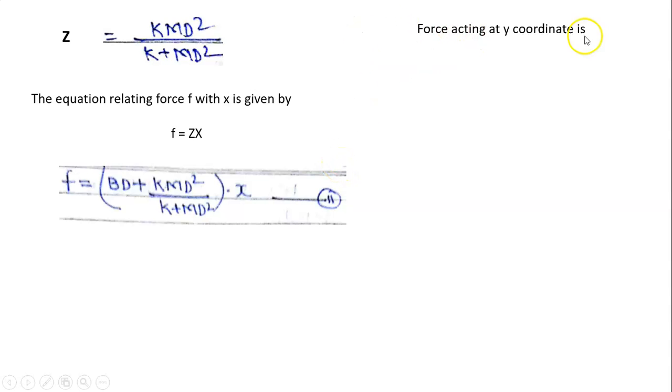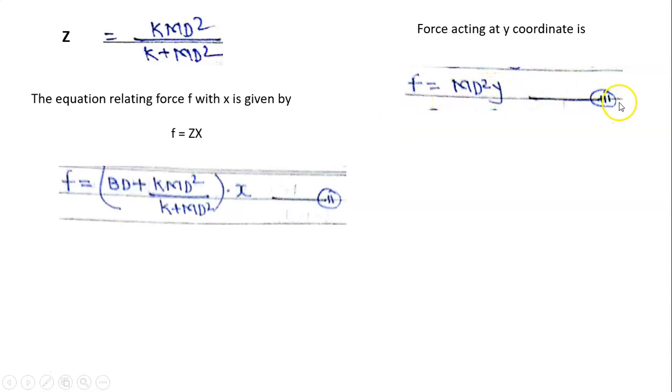Now, force relating at y coordinate. At y coordinate, only mass is there. Mass m is there. Therefore, you can write F is equal to m D square y, equation 3. Therefore, dividing equation 2 and 3, you can find out the relation between x and y.